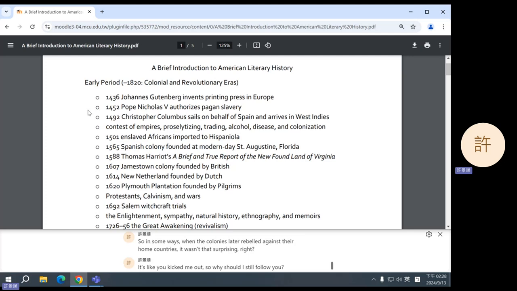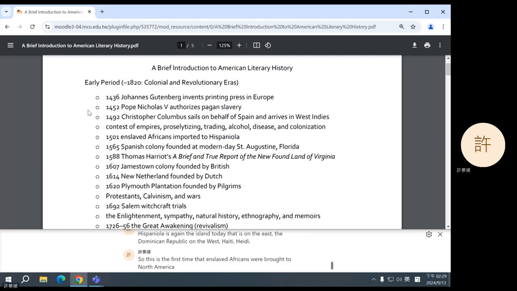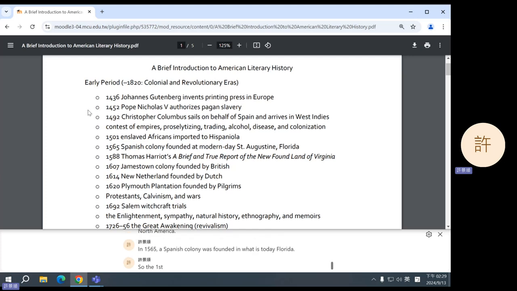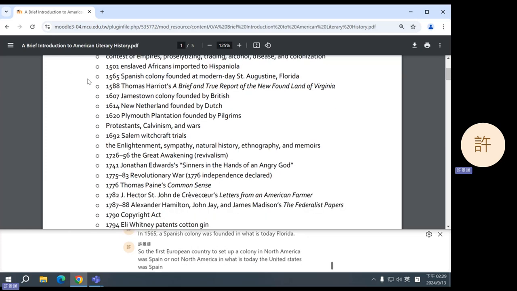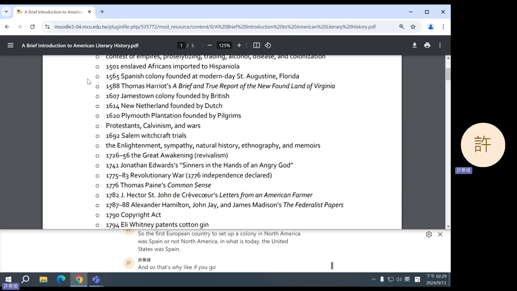In 1501, the first enslaved Africans were imported to Hispaniola. Hispaniola is, again, the island today that is on the east, the Dominican Republic, on the west, Haiti. So this is the first time that enslaved Africans were brought to North America. In 1565, a Spanish colony was founded in what is today Florida. So the first European country to set up a colony in what is today the United States was Spain. And so that's why, if you go to Florida today, there is a large population of Spanish speakers, because Florida also has Spanish cultural history.